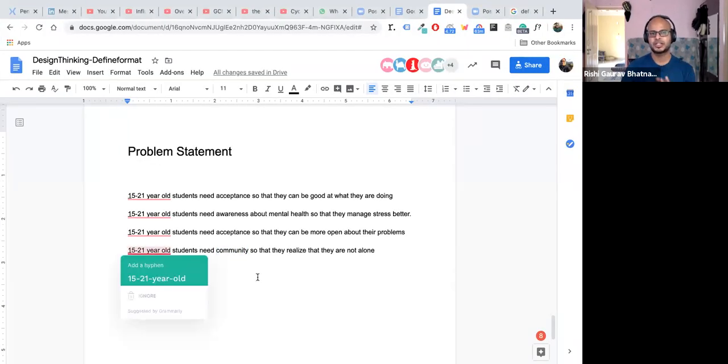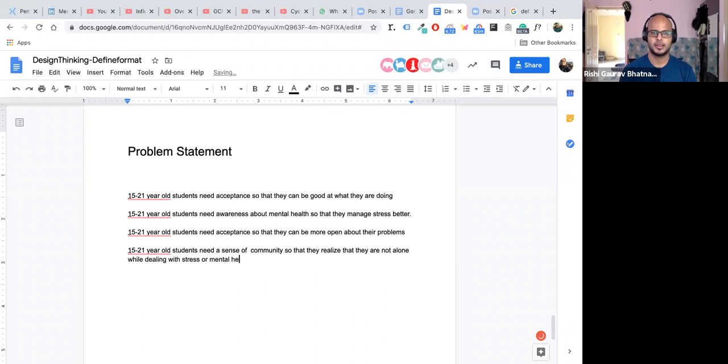So 15 to 21 year old students need a community, or a better defined would be a sense of community, so that they realize they are not alone while dealing with stress or mental health problems. Now we can obviously simplify this particular statement much further, but this is where I will stop.